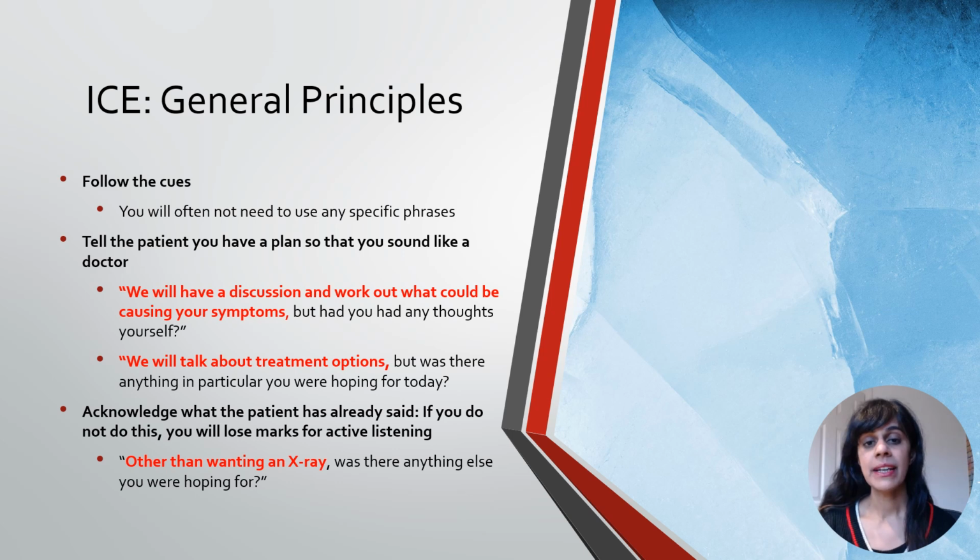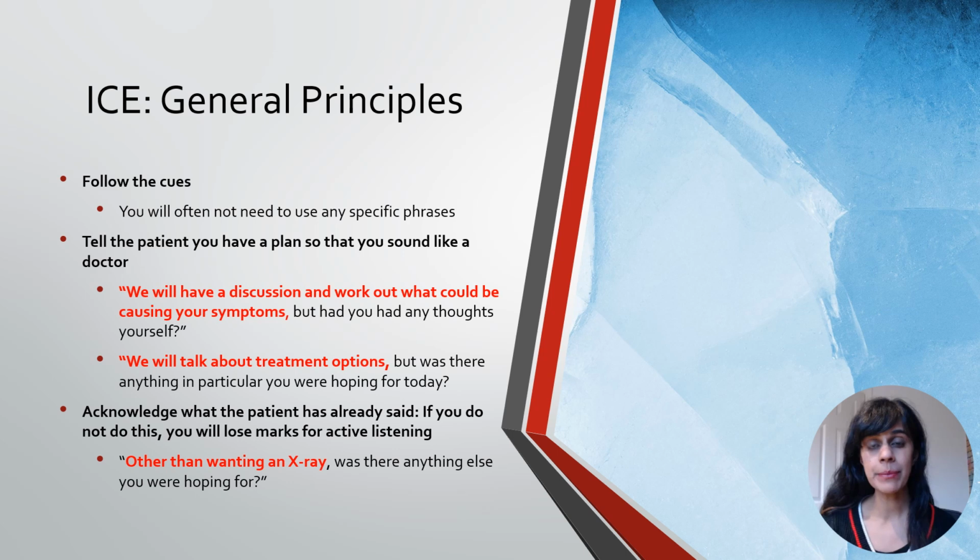So instead of "have you thought about what's causing your symptoms", which makes it look like you maybe don't know what you're doing and makes the patient perhaps lose confidence in you, you can say, "we'll have a discussion, Mrs. Smith, and work out what could be causing your symptoms, but had you had any thoughts yourself?" So tell them you're going to come up with a plan before you ask the ICE. Or instead of asking "what were you hoping for", which makes it look like, again, maybe you don't know your stuff, you can say, "we'll talk about treatment options, but was there anything you were hoping for?" So telling them that you have some treatment options in mind inspires confidence in the patient.